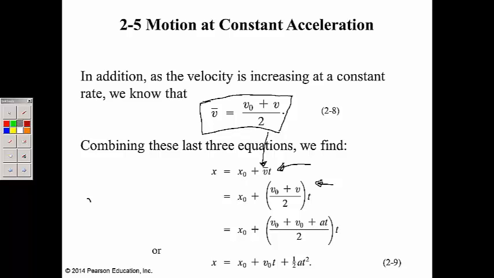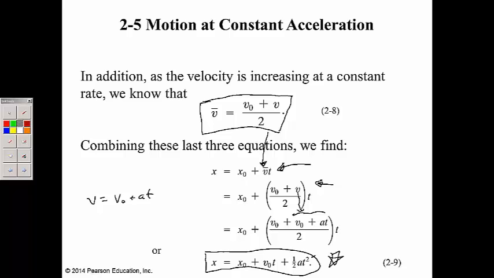And then remember that we wrote that the velocity was equal to the initial velocity plus the acceleration times time. We did that in the last slide. So I'm going to do that right here and replace the velocity by the initial velocity plus the acceleration times time. And we do a little bit of algebra and we come up with a very important equation describing the position as a function of time.